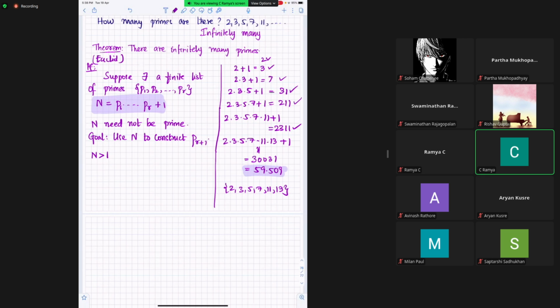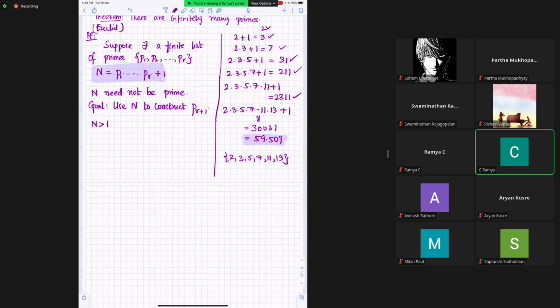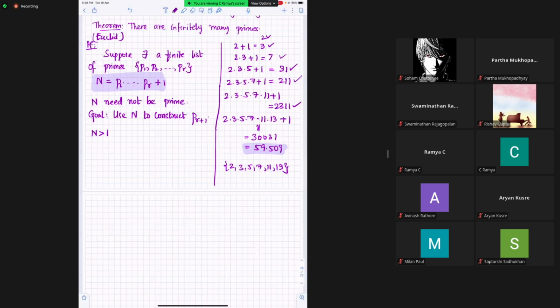Generally this thing is not true. For any subset of primes it won't be true, because a prime greater than PR might divide this product P1 to PR plus 1. That is true. So what I wanted to say is that the moment you see a set of primes, it's very natural to think that the product of these primes plus one is a prime, but it is not true. That's what I wanted to stress.